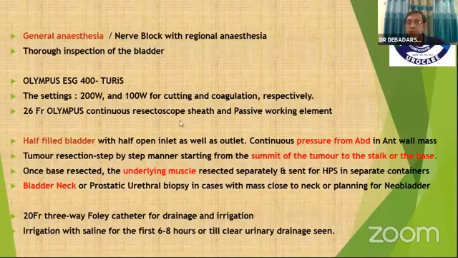The tumor I resect from top to the stalk, as every other surgeon does, and you have to take a biopsy sample of the underlying bladder muscle, the detrusor muscle, in a separate container. And if you are planning for a new bladder, then you have to take a bladder neck biopsy. Then you have to put a 20 French Foley catheter in the patient, and irrigation for 6 to 8 hours.